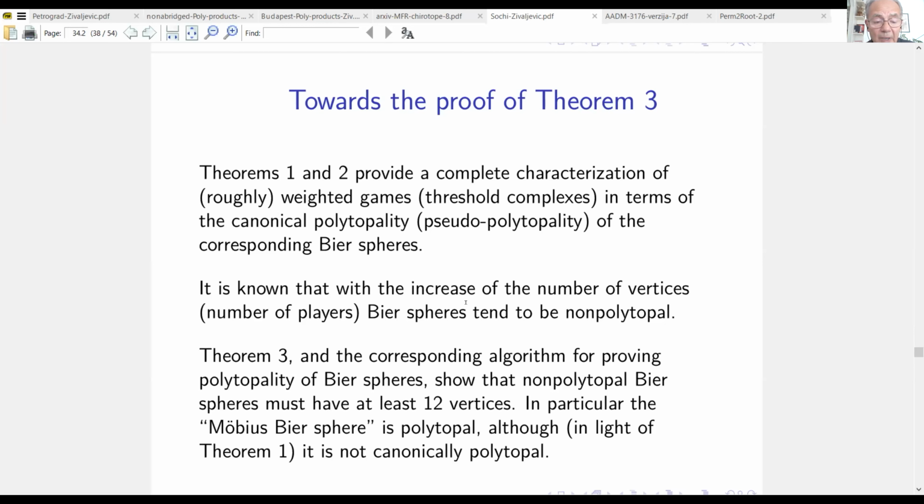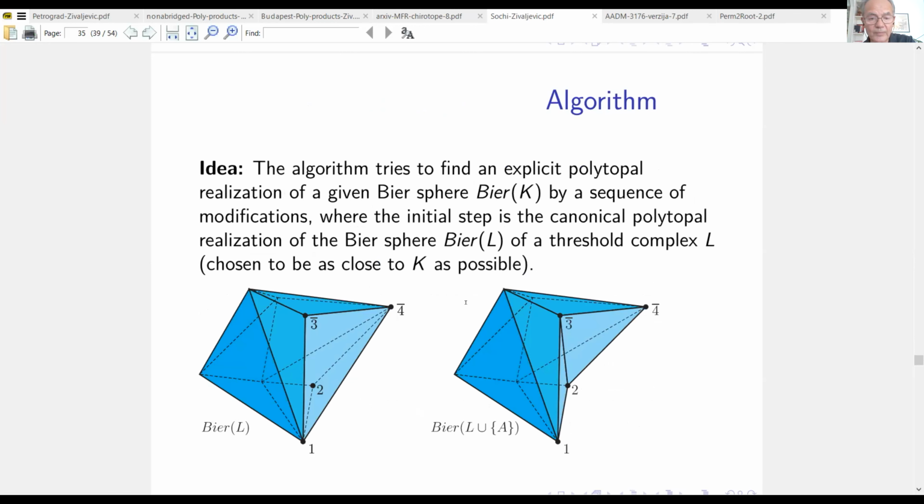So in particular, the Möbius Bier sphere, which you remember and I will mention again later, is polytopal. This is something I discussed in Moscow and Petersburg last fall, with Taras Panov, Viktor Matveevich and others. So this is a report that the Möbius Bier sphere is polytopal. It was a candidate to be the first non-polytopal Bier sphere, but here is a proof that it is polytopal, and I'll explain the methods used in this proof.